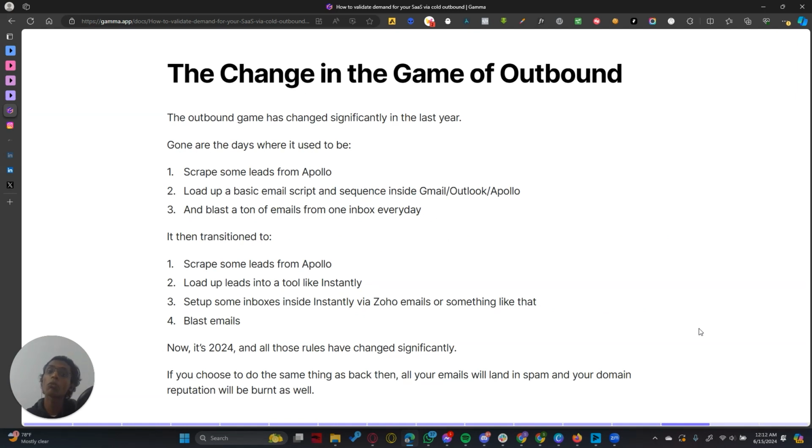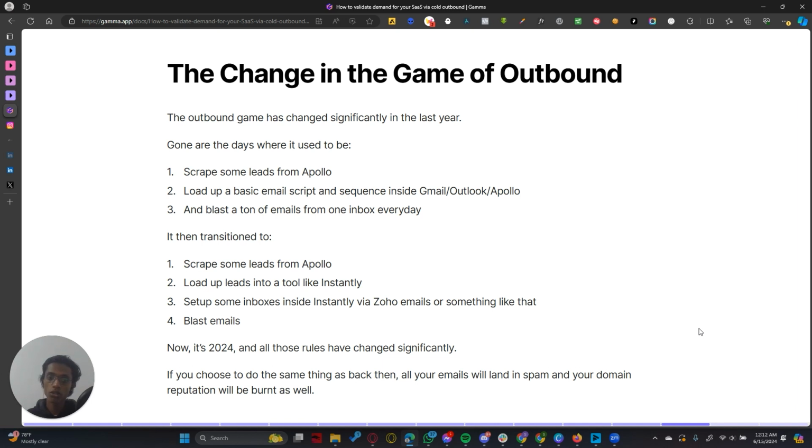Now, here's the change in the game of outbound, right? It has changed significantly in the last year. You need to keep this in mind while running campaigns. Gone are the days where it just used to be you scraping some leads from Apollo, loading up a basic email script and sequence inside Gmail, Outlook, or Apollo, and then blasting a ton of emails from one inbox. It transitioned to scraping some leads from Apollo, loading it up into a tool like Instantly, and then setting up some inboxes with slow emails or something like that inside Instantly, and then blasting emails.